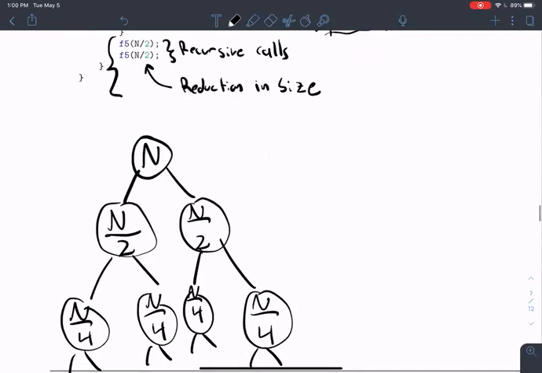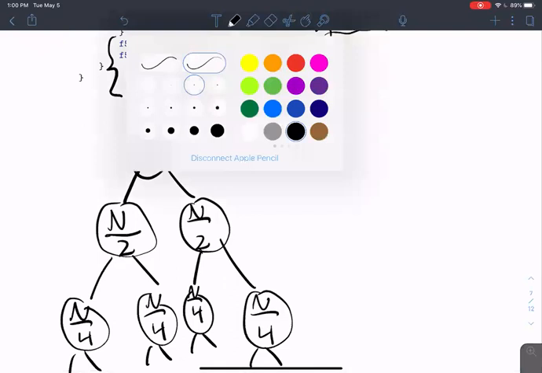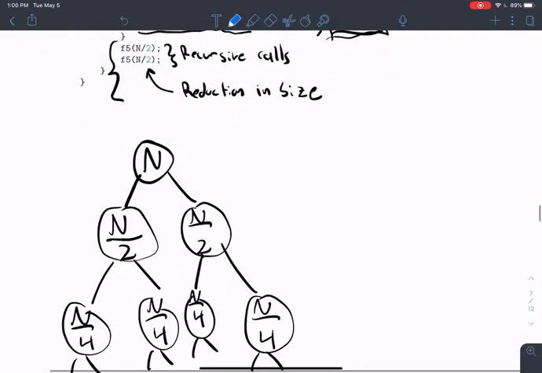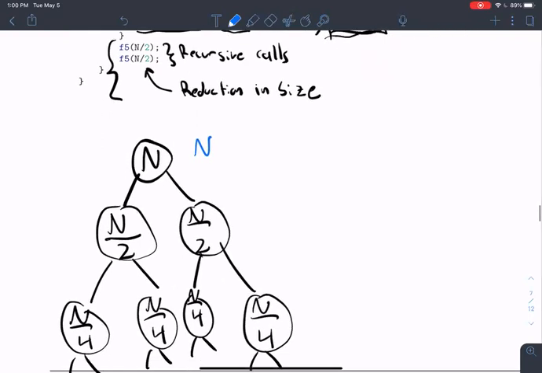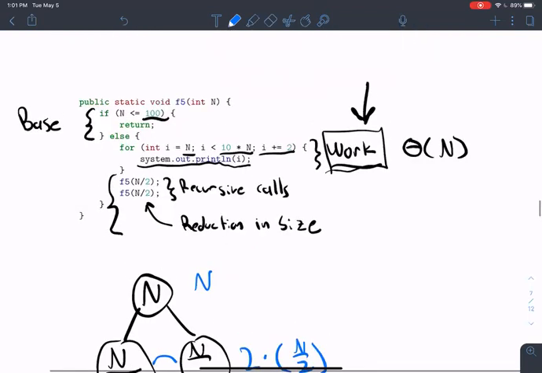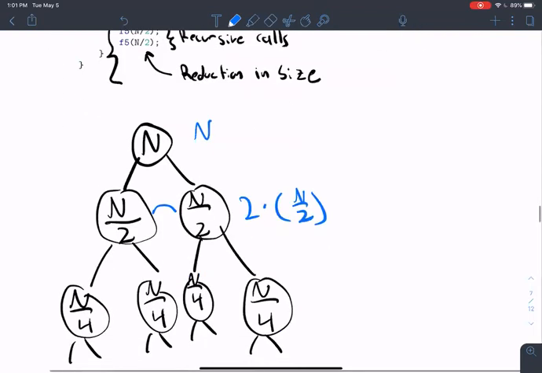So let's write out the work here. I'll put it in blue. So the work at this top node, we can just say is n, right? Because theta n, so we can put that there. And over here, both of these are n over 2, so they both do the same amount of work. So I'll say 2 times, and now we need to figure out the work. In this case, it's n over 2, because the work is linear and the parameter was n over 2.